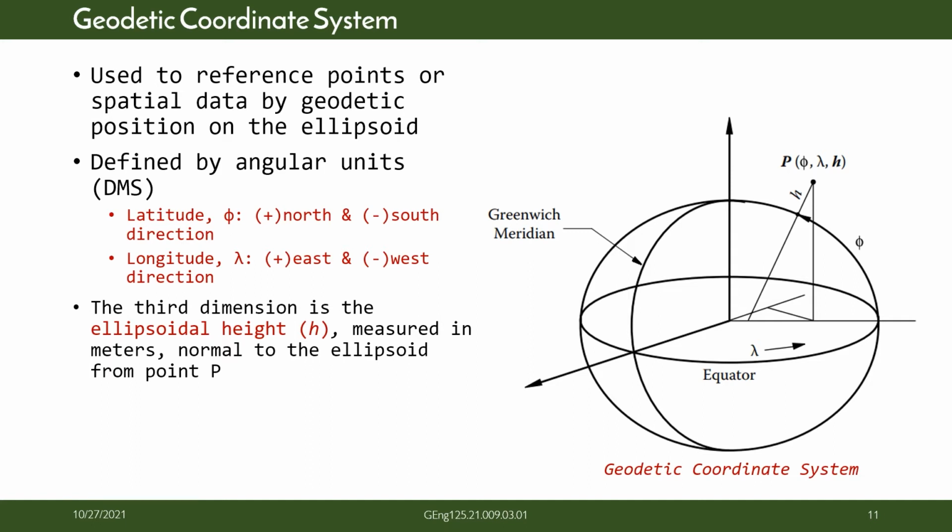So from this point, from the surface of the ellipsoid going to the inside of the ellipsoid, you have your radius of curvature. Lines of equal latitude are called parallels, and lines of equal longitude are called meridians.